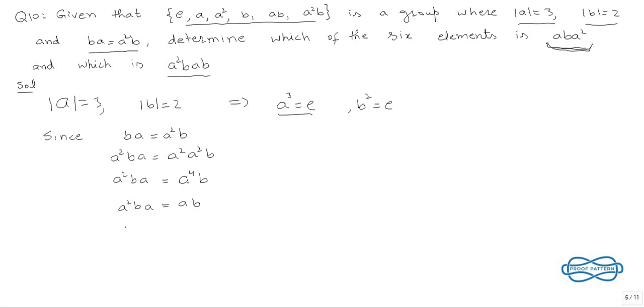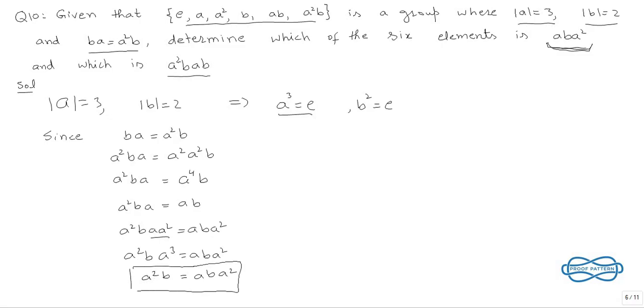And if we post multiply with a square, now this a and a square will be a cube, and we know that a cube is identity, so this is a square b, which is equal to a b a square. So this element is actually a square b.